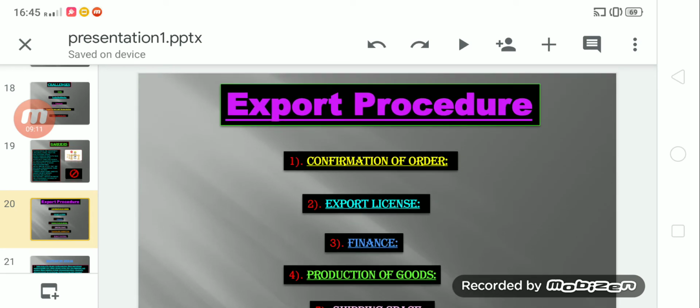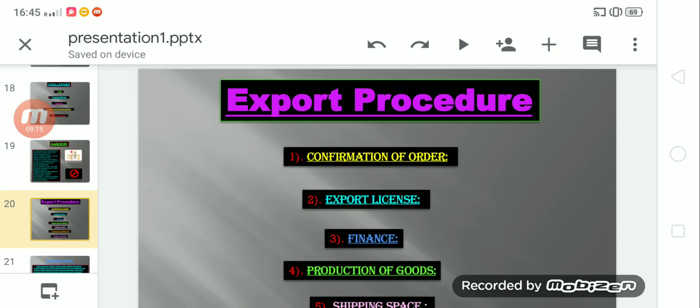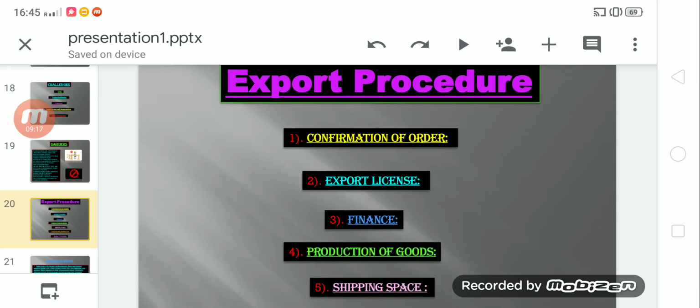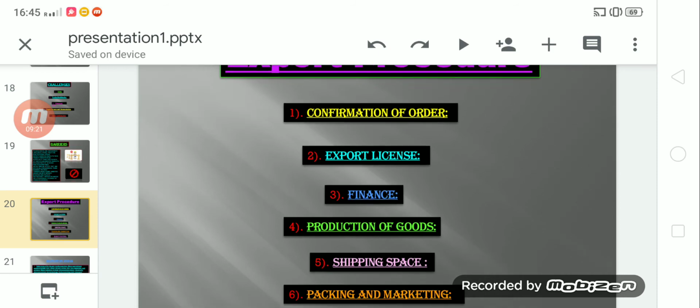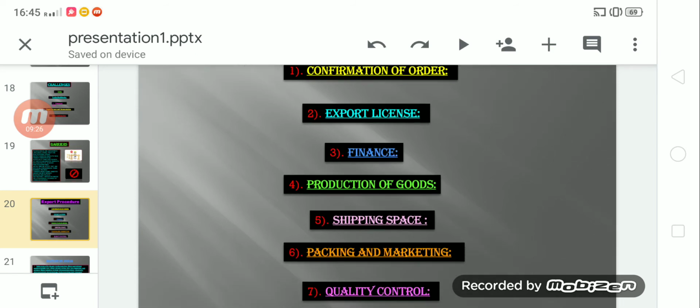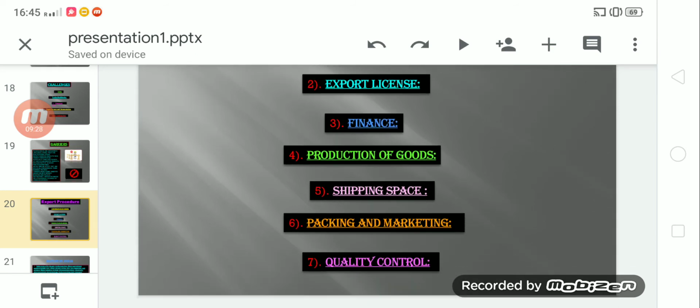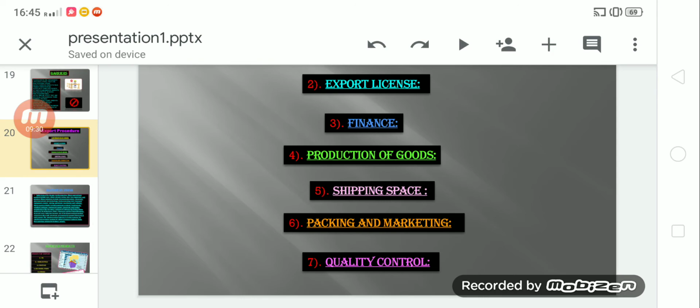Export procedure. First of all, confirmation of order. Second is getting export license. Third is finance, pre-shipment finance, production or procurement of goods, shipping space, packing and marketing, and quality control.